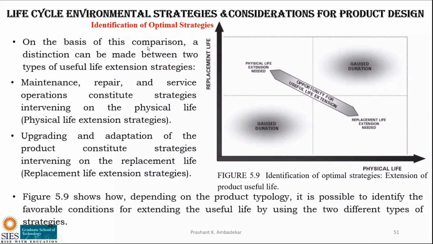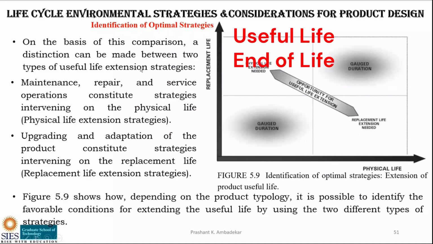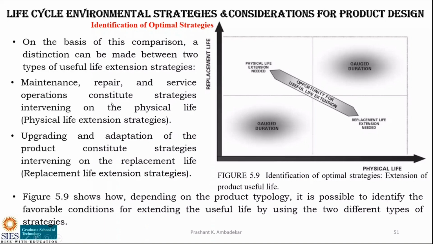On the basis of this comparison, a distinction can be made between two types of useful life extension strategies. What are the two life extension strategies? We have already discussed. Maintenance, repair, and service operations constitute strategies on the physical life. So this is the physical life extension strategy. If you do maintenance, its physical life will increase, if you repair, it will increase, if you service, it will increase. Physical life keeps increasing.